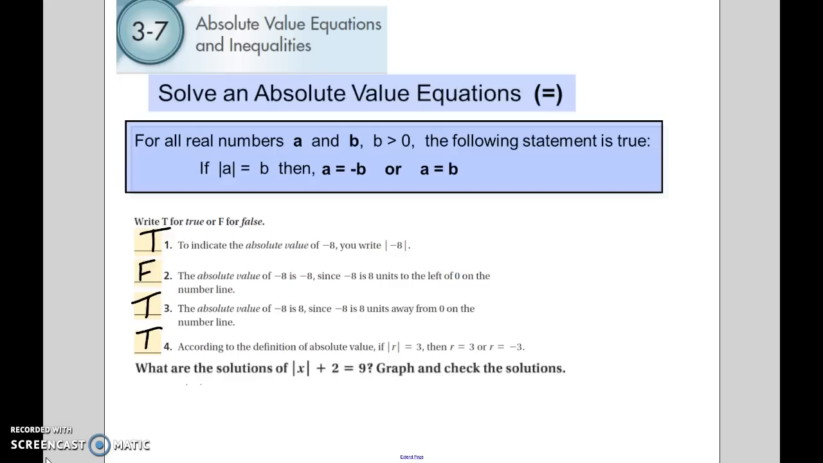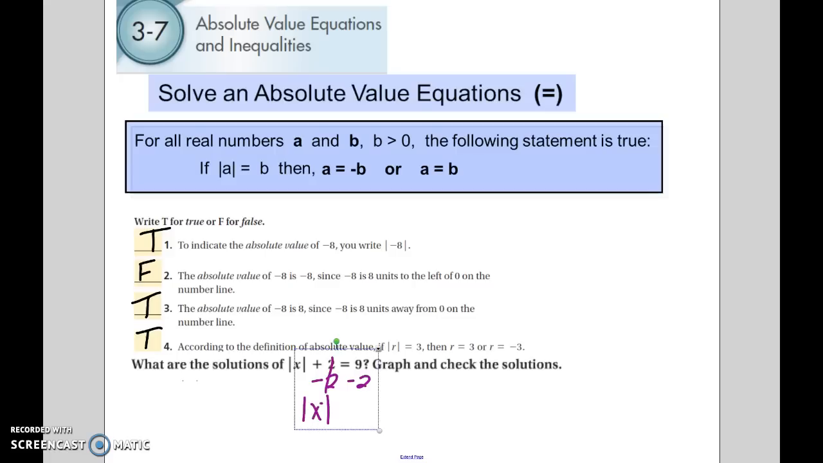Okay, so what are the solutions of the absolute value of x plus 2 equals 9? In order to solve an absolute value equation, you have to first get the absolute value alone. So in order for me to get the absolute value alone, I have to get rid of that 2. So I'm going to subtract 2. Let's get our pen going. I'm going to subtract 2 from both sides, and I get absolute value of x equals 7.